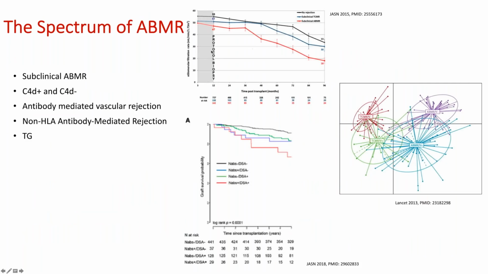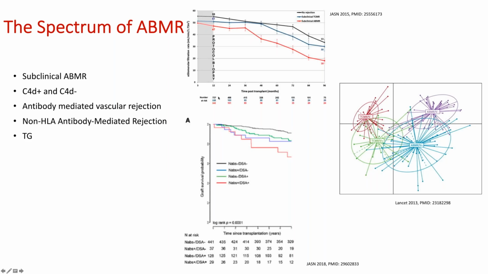What about the spectrum of ABMR? Now, recently, when people started doing routine protocol biopsies, the concept of subclinical ABMR is being much appreciated. This especially comes from a major French study where they have this protocol of routinely biopsying patients, whether they have DSA to start with or do not have DSA to start with. In those biopsies, when they find that the patients are completely normal clinically, creatinine is fine, no proteinuria, but the biopsy is fulfilling criteria for Banff antibody-mediated rejection, that becomes a subclinical ABMR.